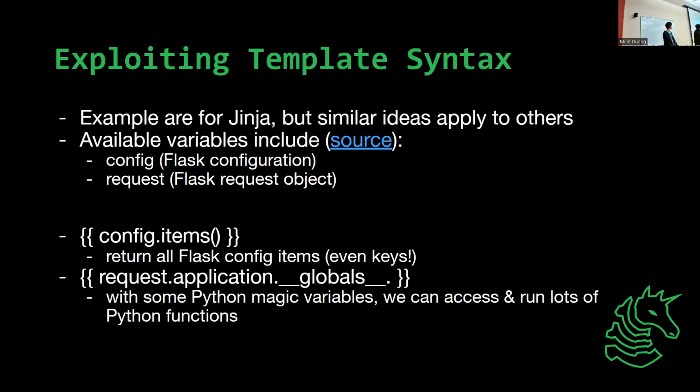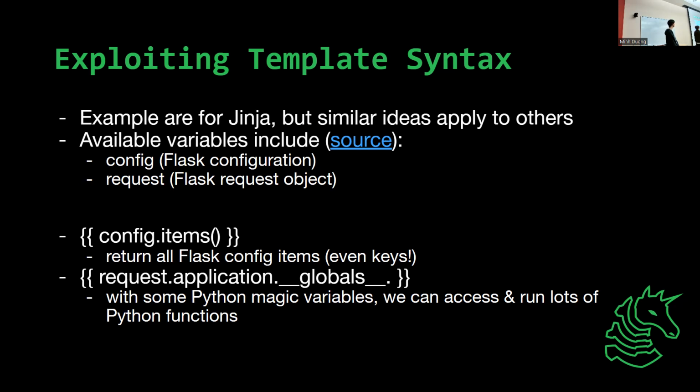So how can we exploit this? As I said, most of the examples are in Python Jinja, but they also apply to other languages in different ways. By default, when Flask substitutes the template, you get some default variables that you can use. There's config, which is the Flask configuration, just a dictionary of all the configuration values used by Flask. That can be useful. Request is actually a request object. As you'll see later, these objects can help you exploit the program by escaping into running arbitrary Python code.